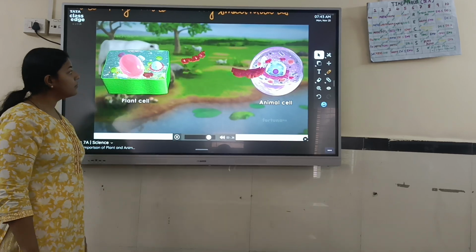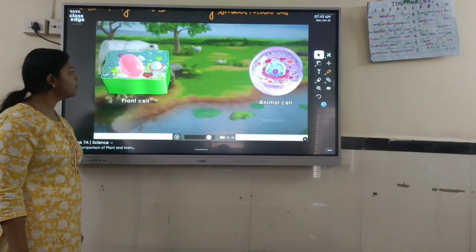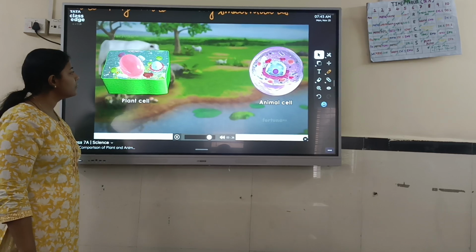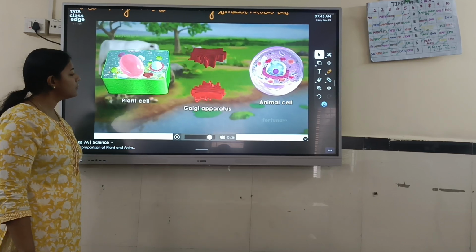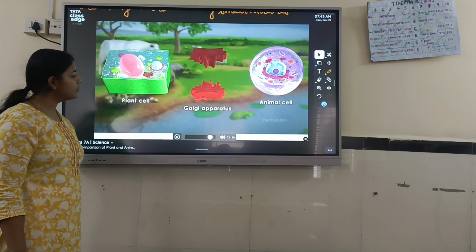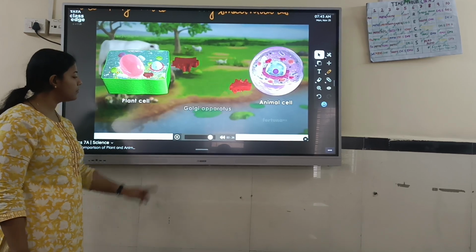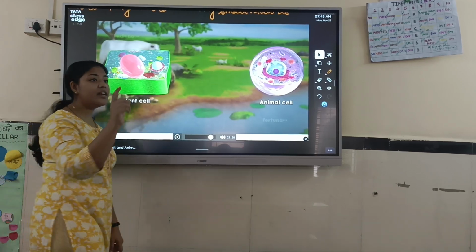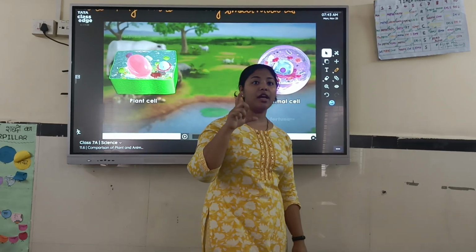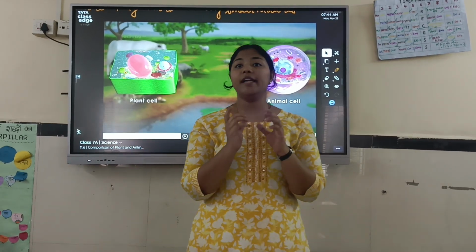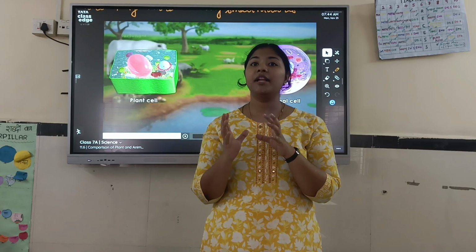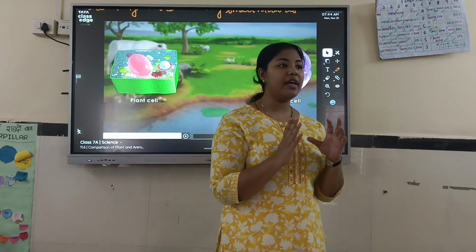These structures can also be found in both animal and plant cells. The same is true of the Golgi apparatus, which helps in protein packaging. Okay, so the next organelle is the Golgi apparatus. It looks very similar to the endoplasmic reticulum.